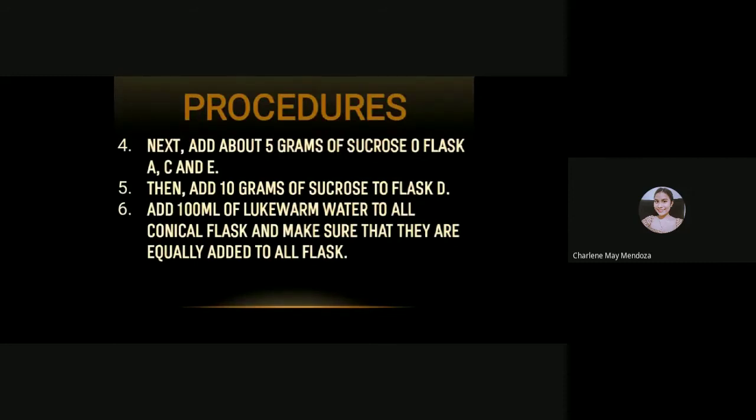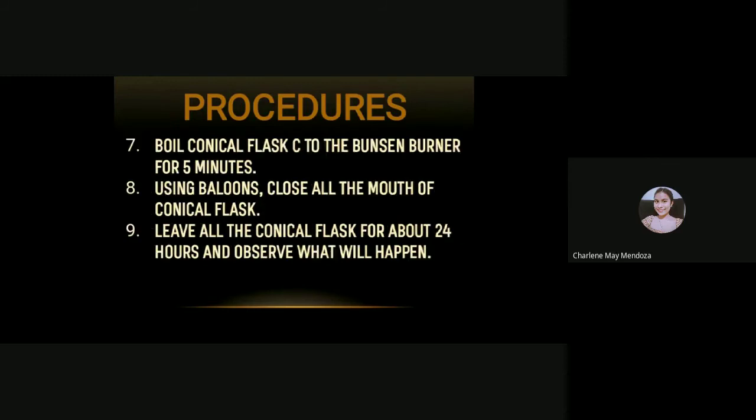Next, add about 5 grams of sucrose to flasks A, C, and E. Then add 10 grams of sucrose to flask D. After that, add 100 ml of lukewarm water to all conical flasks and make sure that it is equally added to all the flasks. Boil conical flask C over the Bunsen burner for 5 minutes and, using a balloon, close the mouths of all the conical flasks and leave them for about 24 hours and observe what will happen.